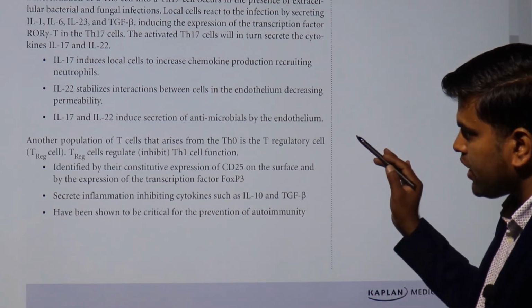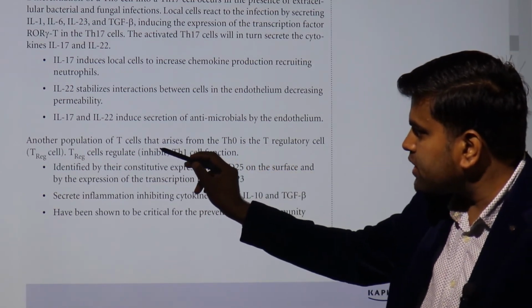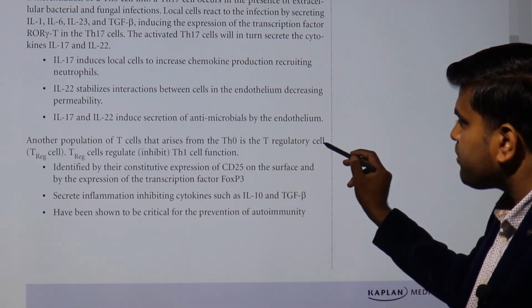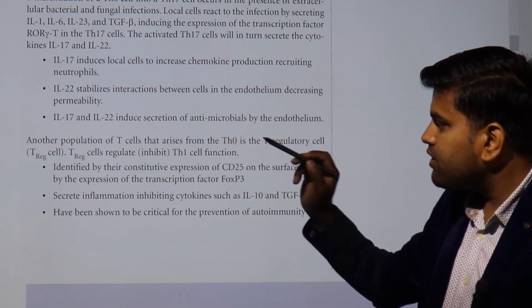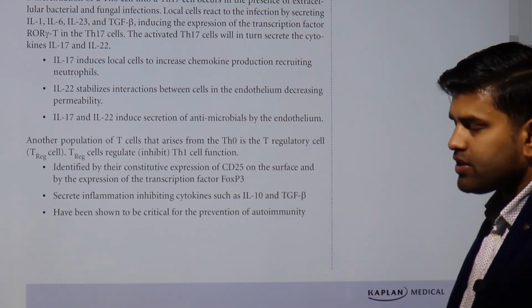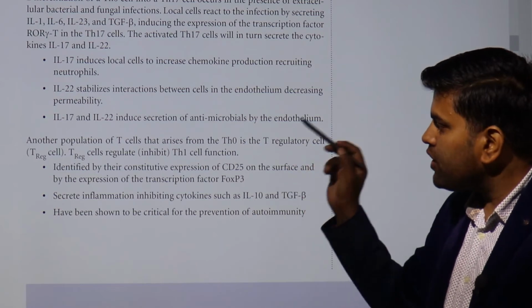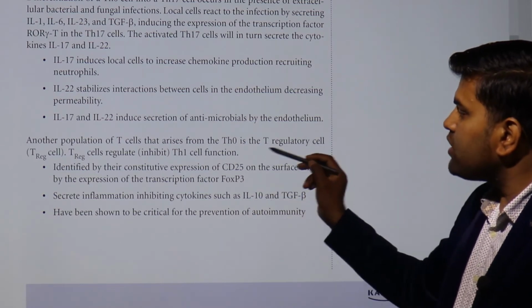So we have discussed that. There is another population of T cell that arises from the Th0 into the T regulatory cell, that is the Treg cell. T regulatory cells inhibit the Th1 cell function. So the main function of your Treg cell is to inhibit the Th1 cell function.